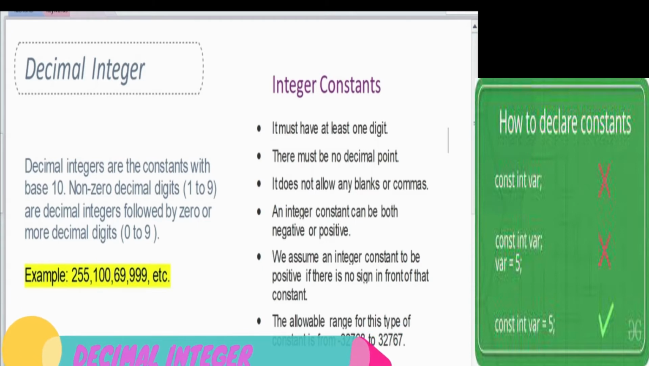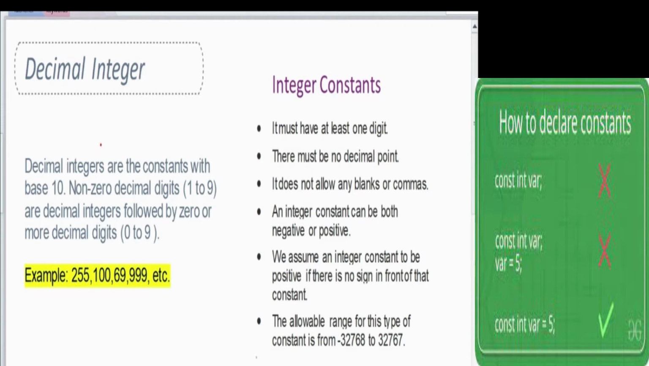That means decimal integers consist of the decimal digits 0 to 9. For example, 255, 169, 999 are examples of decimal integers. Moreover, decimal integers or integer constants must have at least one digit. There must be no decimal point. It does not allow any blank or comma. We assume an integer constant to be positive if there is no sign in front of the constant.